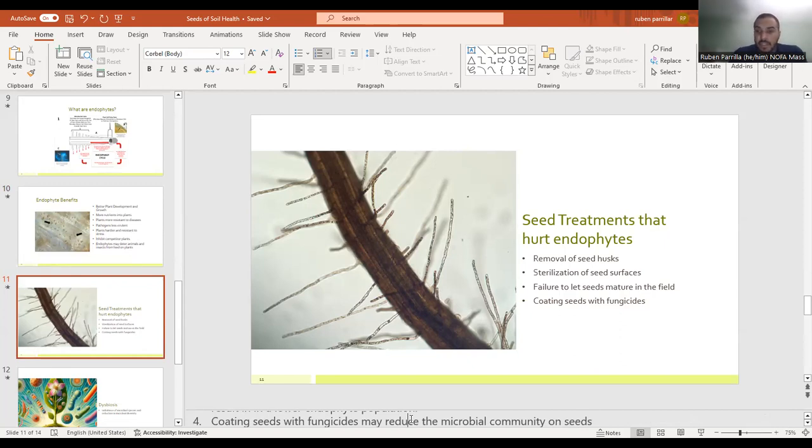Coating seeds with fungicides, again, highly detrimental. This is obviously going to have a negative impact on any fungi that may actually be beneficial to your plants. And so again, they also reduce the amount of endophytes present.